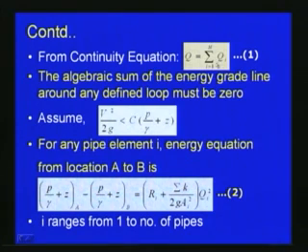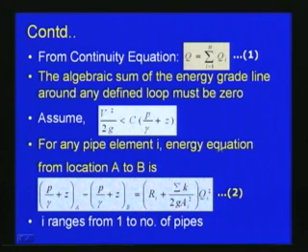So, Q is equal to the sum of Q i for i from 1 to n, and the algebraic sum of the energy gradient line around any defined loop must be 0. As we have seen, we can apply the energy equation. That gives the second equation. Most of the time in this kind of problem we assume the velocity head, v square by 2g, is much less compared to C into p by gamma plus z, the pressure head and the datum head, where C is a coefficient depending upon the problem.